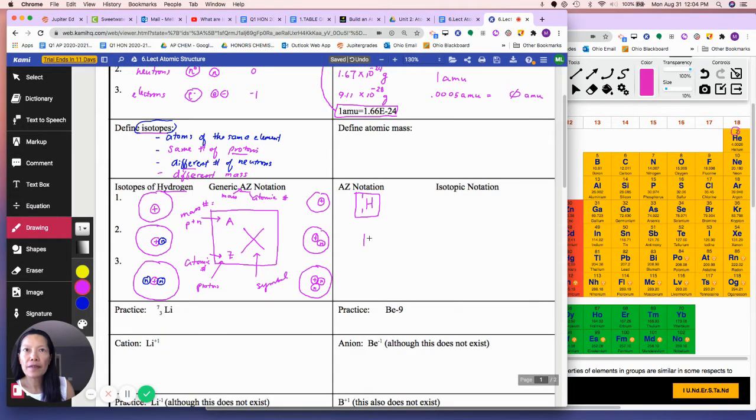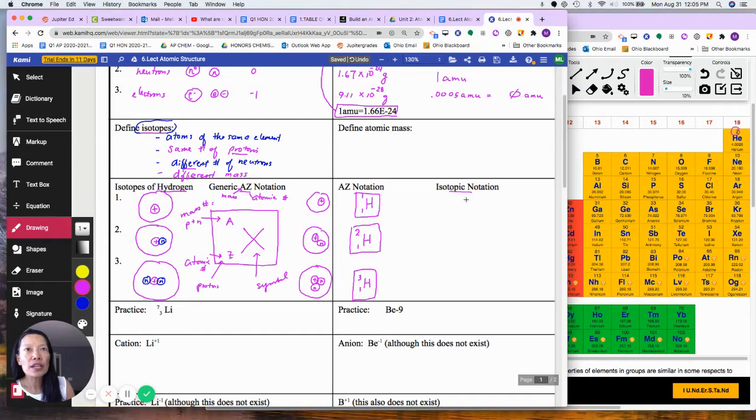So they're both hydrogens. All these isotopes are of hydrogen. The mass for this one is 2. There are 2 particles in the nucleus, and it has 1 proton. Okay, this one is 3. 1, 2, 3, that's the mass, and 1 proton. This is called the AZ notation.